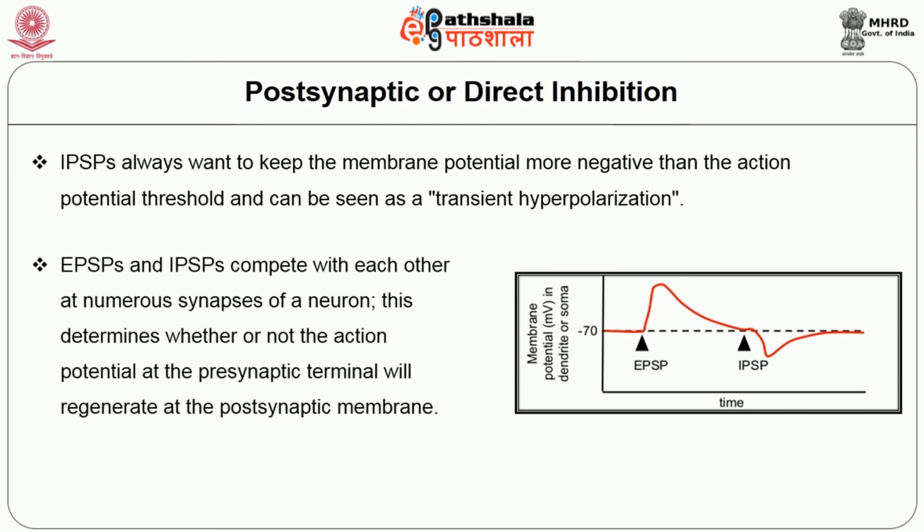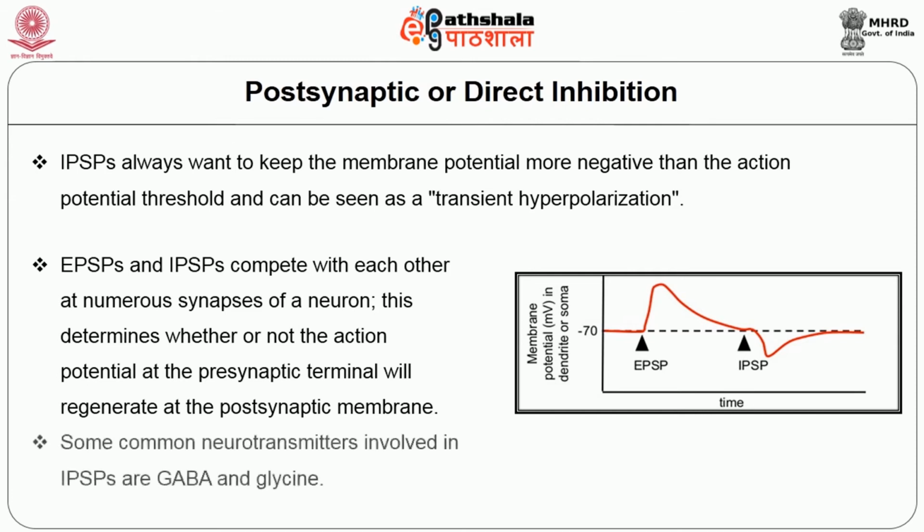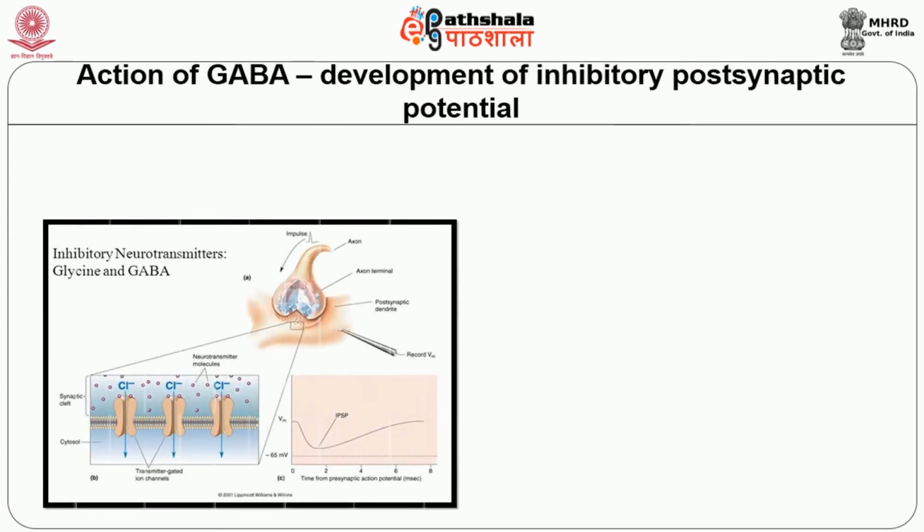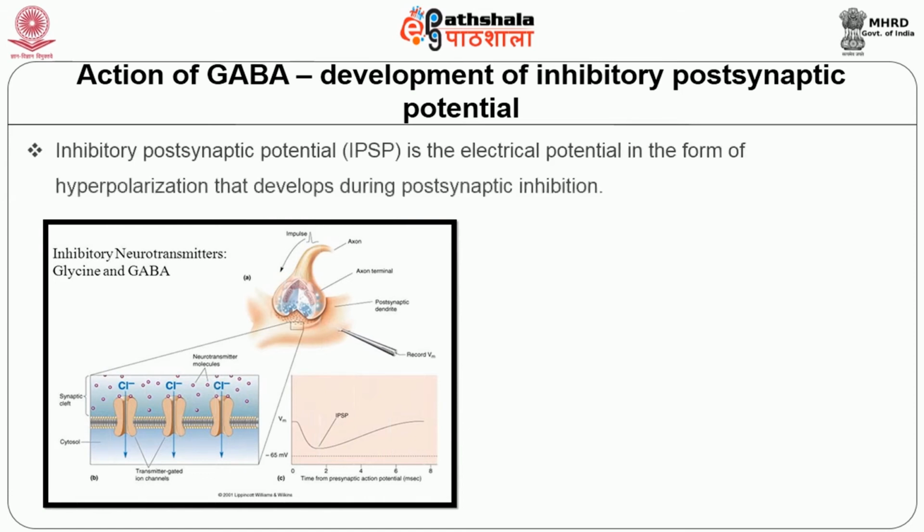EPSPs and iPSPs compete with each other at numerous synapses of a neuron. This determines whether or not the action potential at the presynaptic terminal will regenerate at the postsynaptic membrane. Some common neurotransmitters involved in iPSPs are GABA and glycine. So, what is the action of GABA in the development of inhibitory postsynaptic potential?